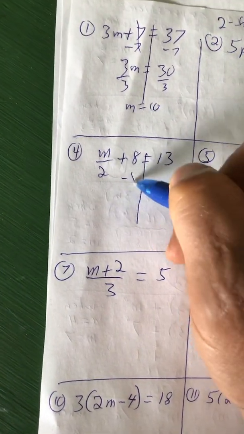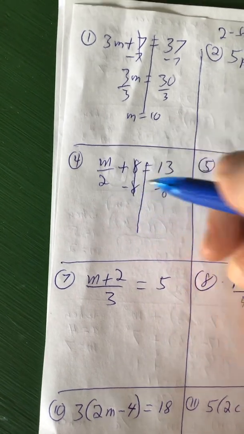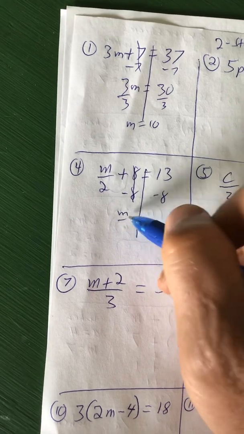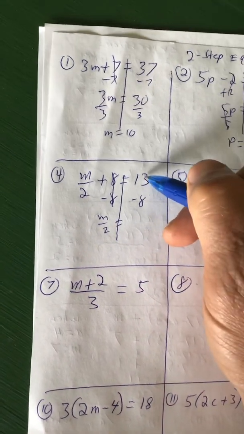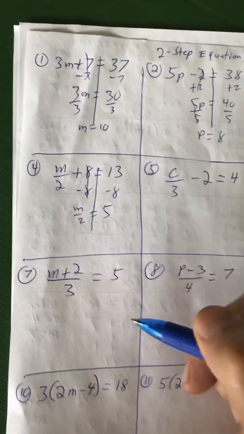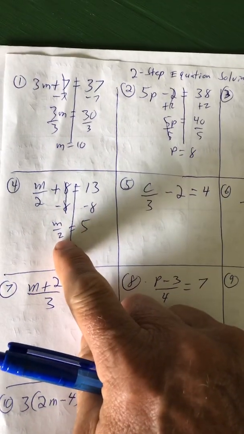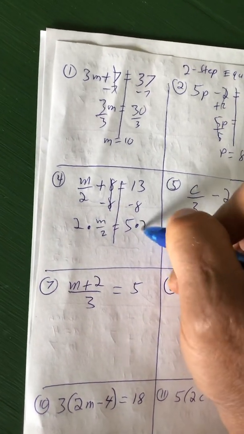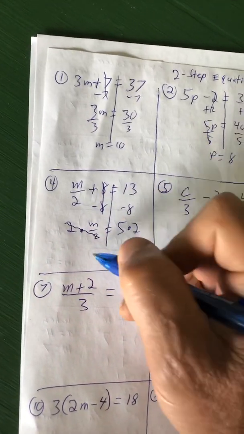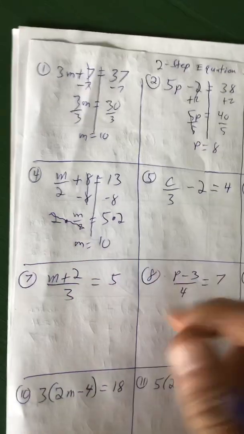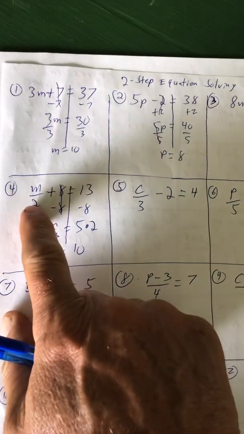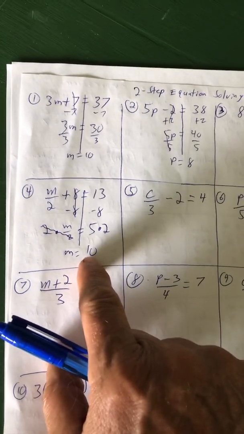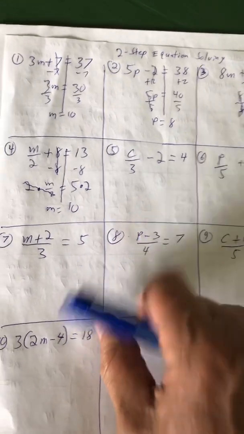I'm going to subtract 8 from both sides, because that's going to cancel, become 0. m divided by 2 plus 0 is m divided by 2, equals 13 minus 8, which is 5. Now, what's the opposite of dividing by 2? Multiplying by 2. I'll multiply both sides by 2. That cancels. m equals 10. I can check: 10 divided by 2 is 5, 5 plus 8 is 13. I'm right, and I know I'm right. So here, you try number 5.